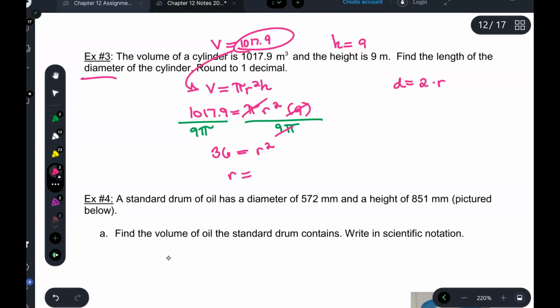Okay, so what do we get for r then? 6, and then you have to multiply that by 2. So diameter is 12 meters. 12 meters.